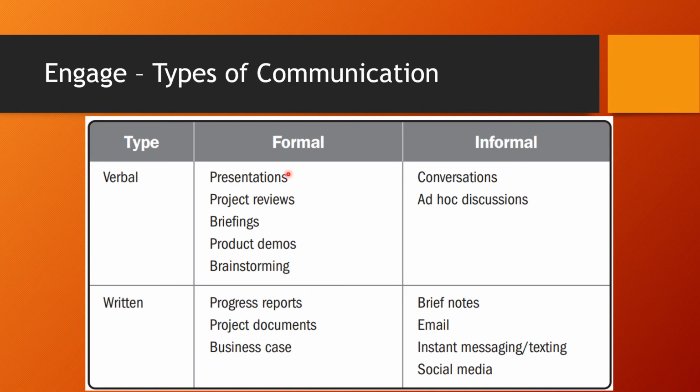So in a nutshell, there are two types of communication we deal with for stakeholders. One is verbal and the other is written. In a formal verbal way, there are project reviews and product demos, and for informal verbal there are brainstorming sessions and ad hoc discussions. So it's a verbal type of communication. Similarly, you can write an email, social media posts, or brief notes in an informal way, and you can send reports, project documents, configuration documents, or a business case, which are formal in nature.